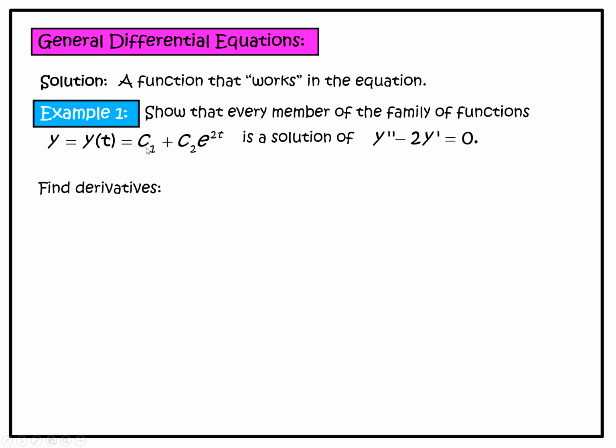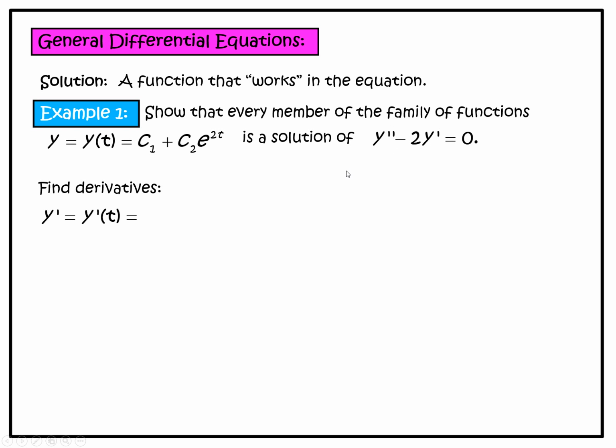y equals c1 plus c2 e to the 2t is a solution of y double prime minus 2y prime equals 0. So they call this a two-parameter family of functions because c1 and c2 are unknown constants. They're parameters. They could vary, be any real number. So first thing we do is start finding derivatives here because we're going to plug in here.